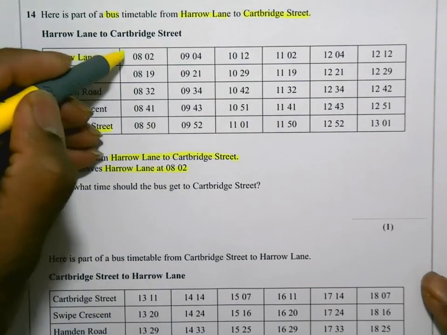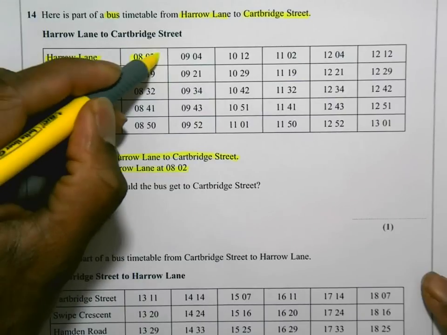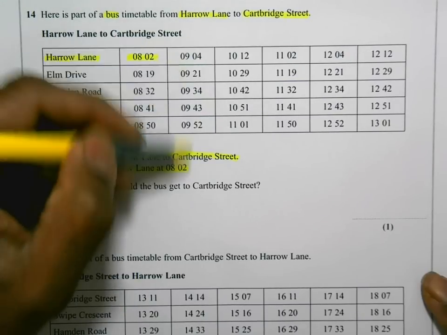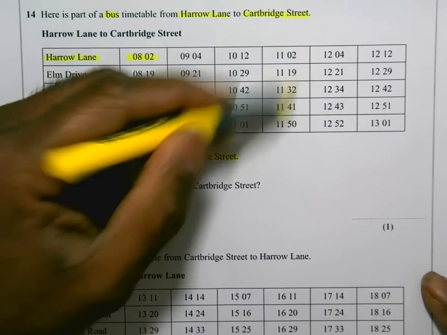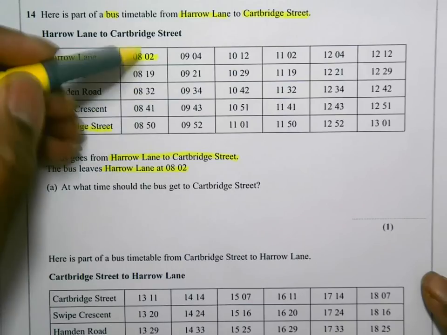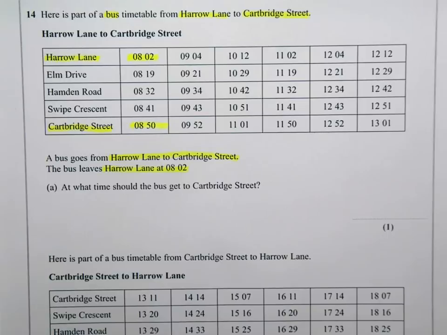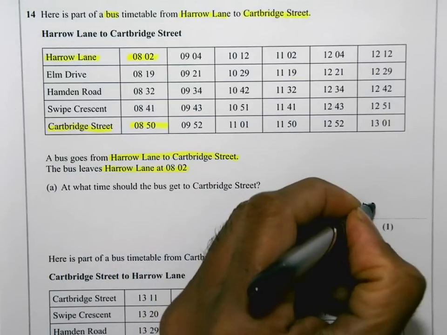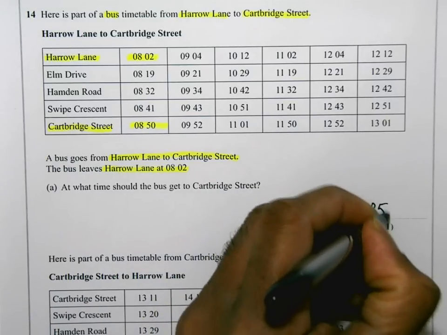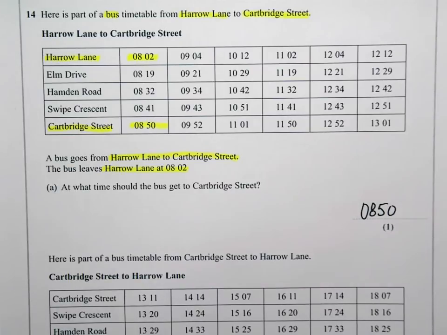So it leaves Harrow Lane. So there it is. Each one of these columns represents a different bus leaving the station. So that bus there is leaving 8:02. When does it get to Cartbridge Street? 8:50. So that's a pretty straightforward one. It's only worth 1 mark, so that's a hint in terms of how straightforward it is. So it's just a write down question, reading it up from the table.